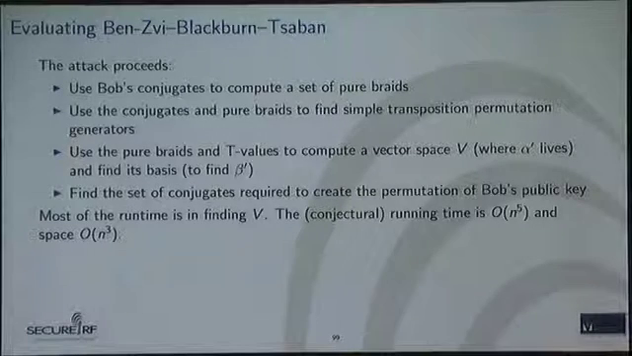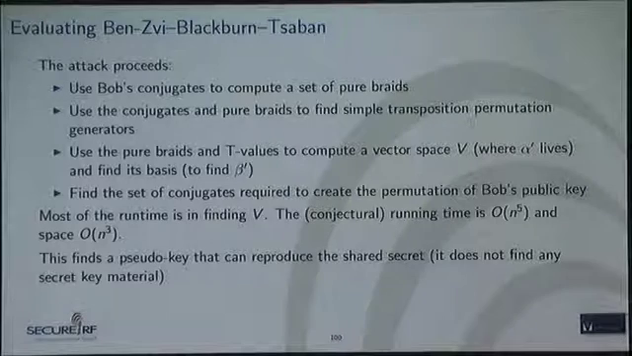So all that being said, what does this mean? Well, first of all, most of this running time is their work finding V, and they claim in their attack that their running time is order n to the fifth and space n to the third, which doesn't sound like a lot, but it still is a lot of work. And again, as I said, this is just finding the pseudo key that can create that shared secret. It's not actually finding Alice's or Bob's private data.